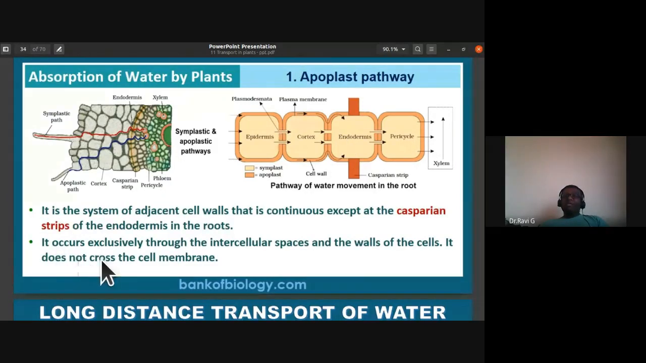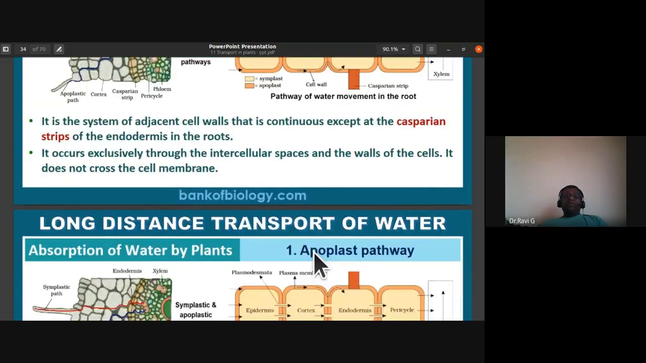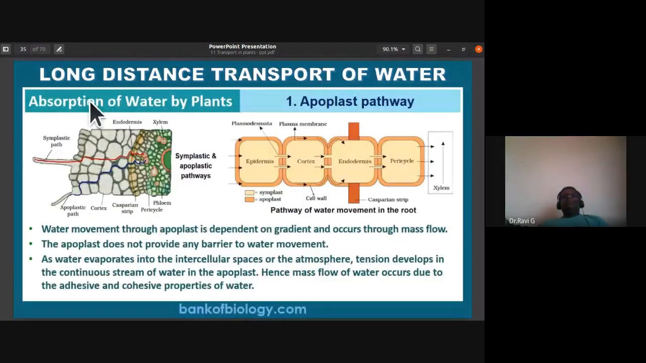In the apoplast pathway, movement occurs exclusively through the intercellular spaces and the walls of the cell. It does not cross the cell membrane. That is the reason the apoplast pathway is also called the non-living pathway. It passes through the non-living components of the cell. Water movement through the apoplast is dependent on gradient and occurs through mass flow. Gradient means water potential gradient or concentration gradient. That is what it implies here.